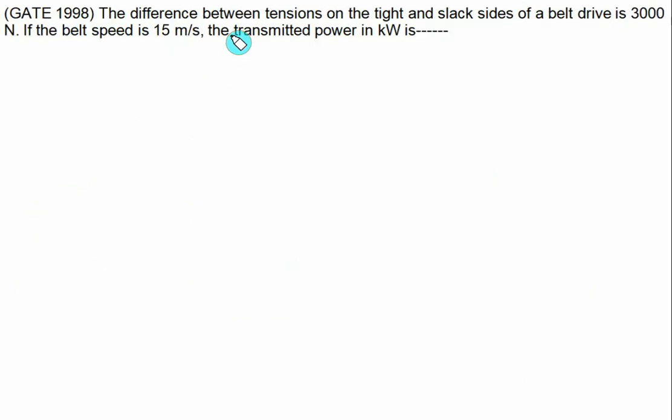The difference between the tension on the tight and the slack side of a belt drive is 3000 Newton and the belt speed is 15 meter per second. Power transmitted in kilowatt we have to find out. We have the difference between the tight and the slack side, that is T1 minus T2, given as 3000 Newton. And we have linear speed V given as 15 meter per second. This is a straightforward question in which we have been given the difference in tension and we need to calculate power.